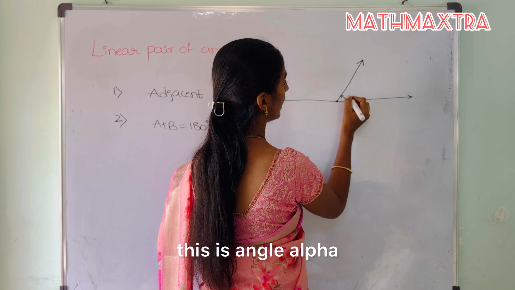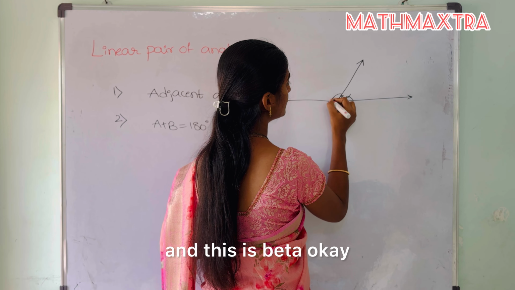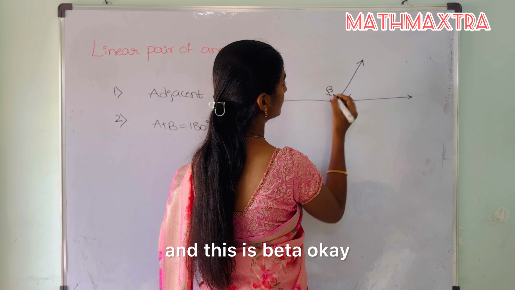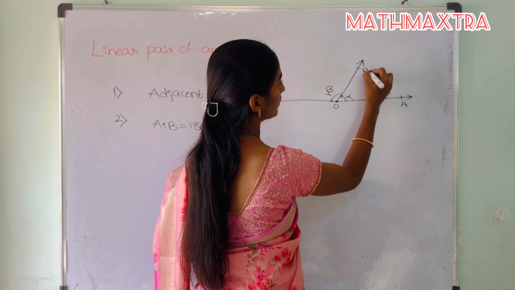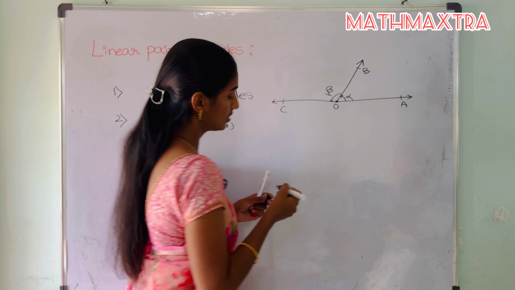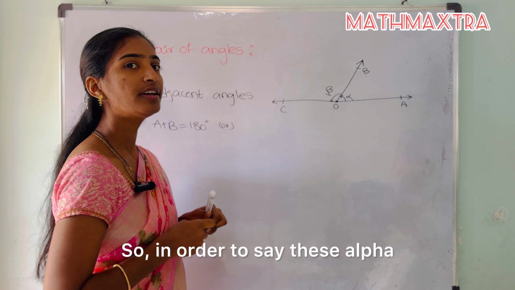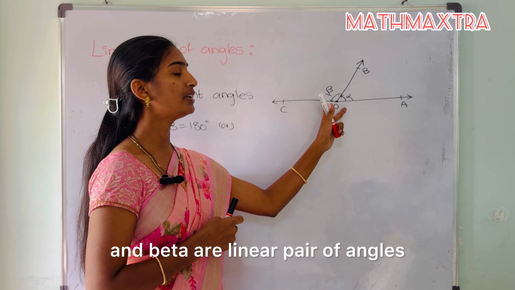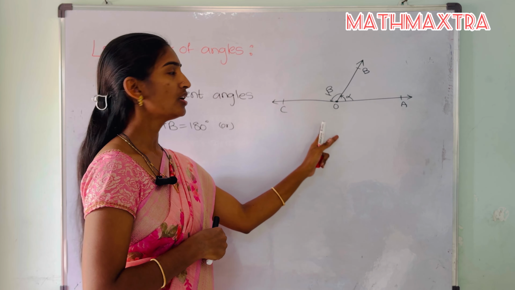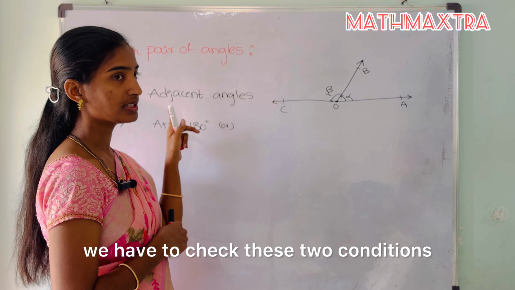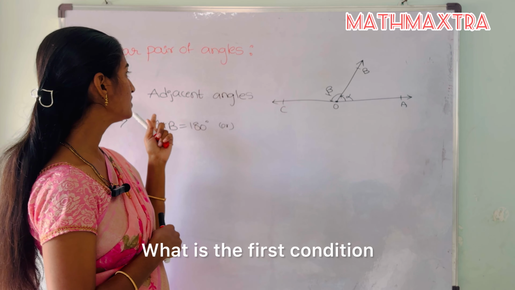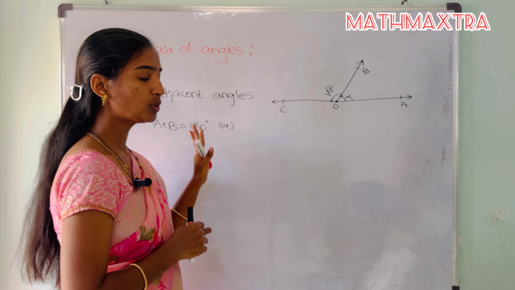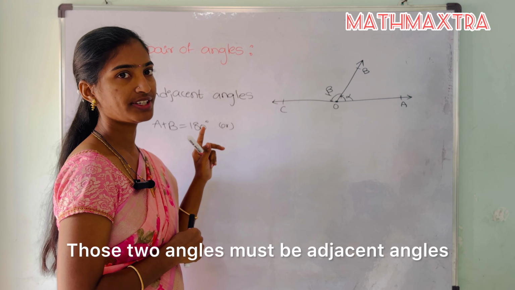This is angle alpha and this is beta. O, A, B, C. So these two angles. In order to say these alpha and beta are linear pair of angles, we have to check these two conditions. Check whether the first condition is satisfied or not. Now what is the first condition? Those two angles must be adjacent angles.